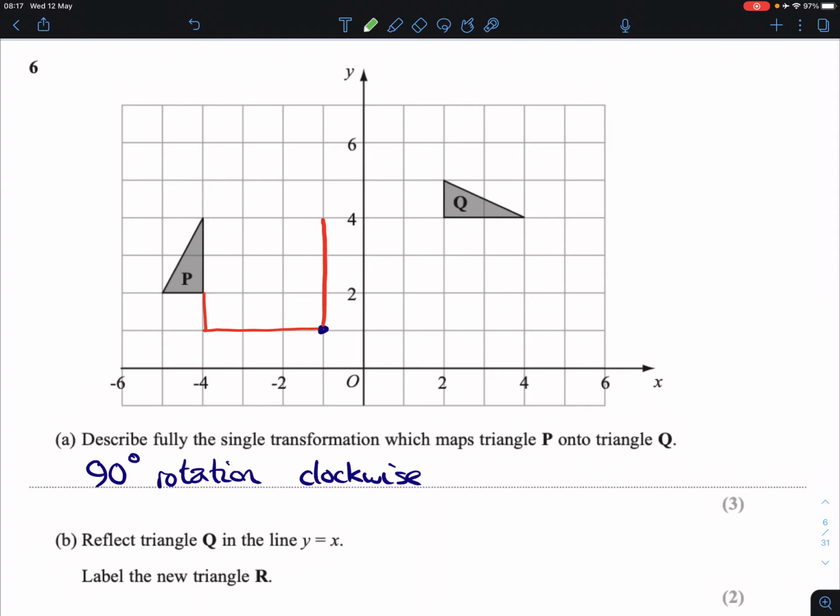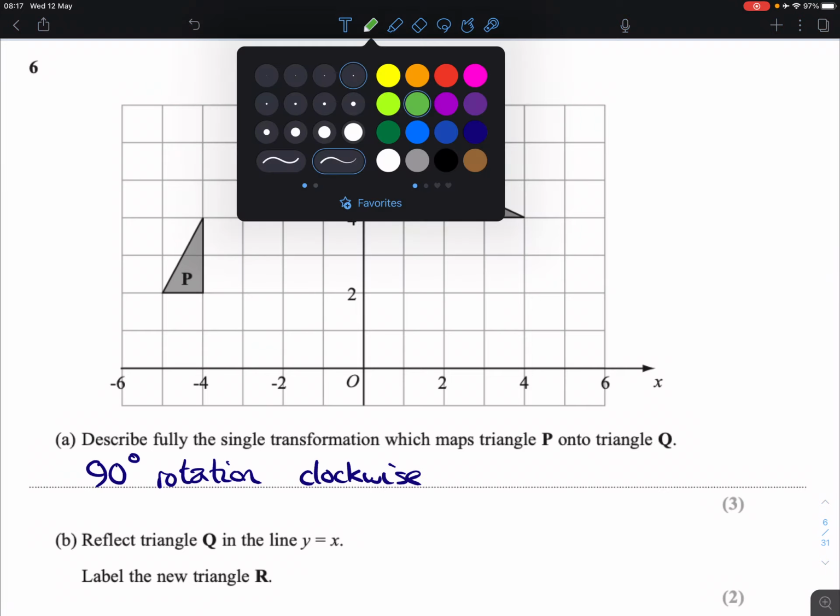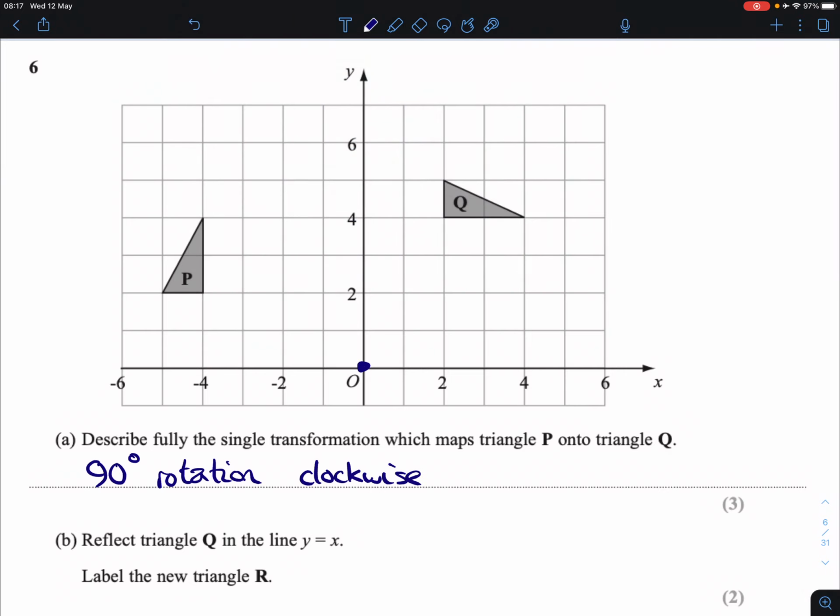Lather, rinse, repeat. If you keep going through the motions here with the tracing paper, eventually you will find this point here. And just to prove that, we have our 2 down, we have our 4 across like that, and when I rotate that 90 degrees clockwise, it'll go 4 up and 2 along. There's the bottom corner. Q is exactly where it's supposed to be. Therefore, this point here is where we're going to rotate around. So 90 degrees clockwise, about 0, 0. I can see the third mark.